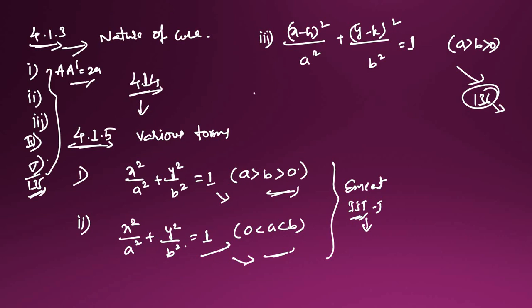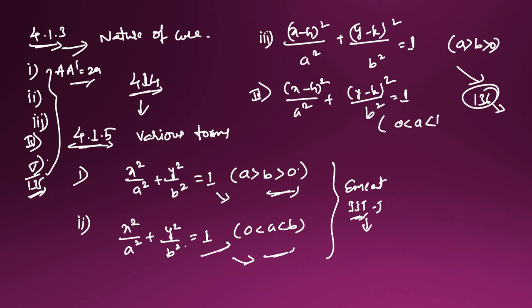The fourth formula is also given here: x minus h whole square divided by a square plus y minus k whole square divided by b square is equal to 1. The conditions here are important, 0 less than a less than b. These conditions are very, very important. Only then can you solve the problems easily.